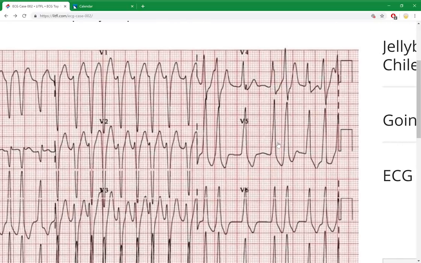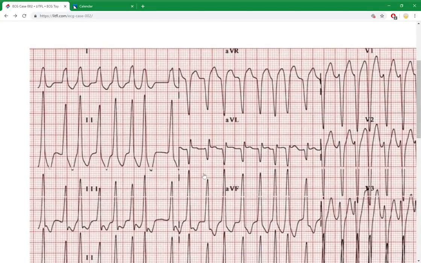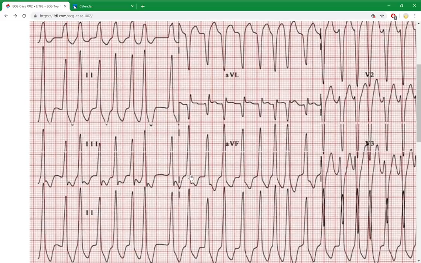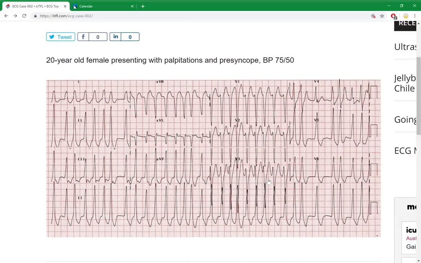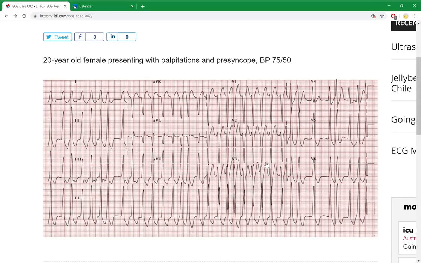If we look, it's very hard to tell because the rate is so fast. But if you look, this QRS is slurring up. It's not just going up, it's slurring up. It has a curve to it. If we can look at some others, maybe we can see it better. It's very difficult to see, but there's a slight slurring up there. But if you have a very tachycardic atrial fibrillation, you need to suspect Wolff-Parkinson-White, especially in a young person.